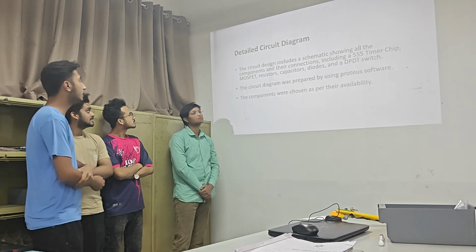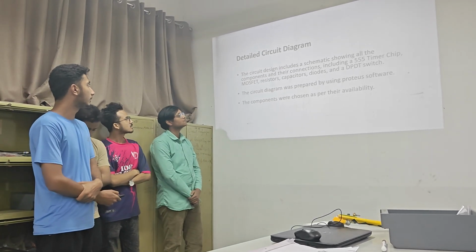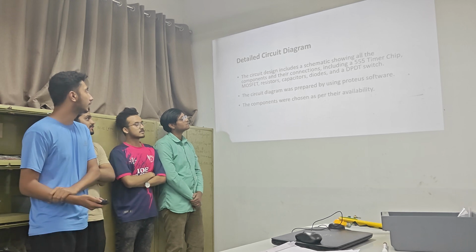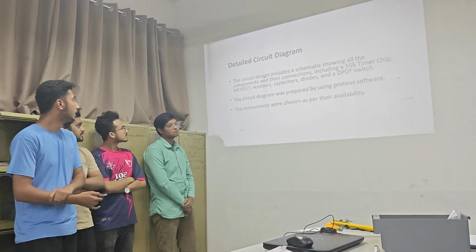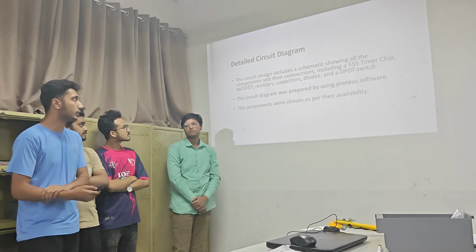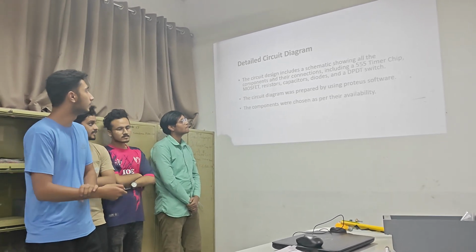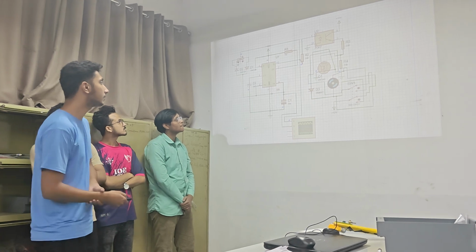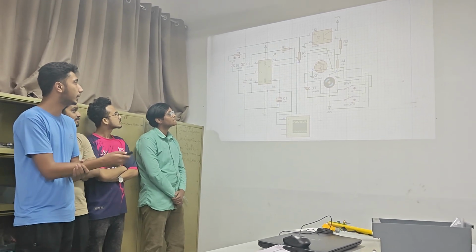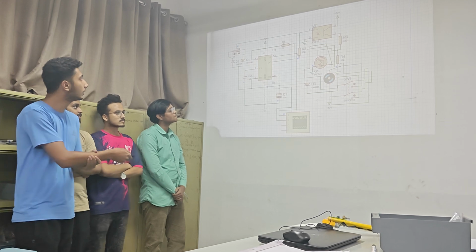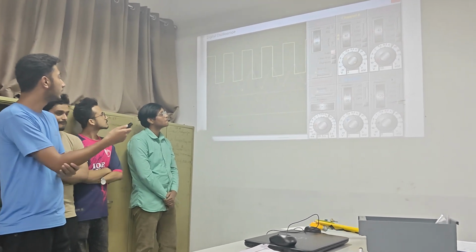Detailed circuit diagram. The circuit diagram includes a schematic showing all components and their connections, including a 555 timer chip, MOSFET, resistors, capacitors, diodes, and the DPDT switch. The circuit diagram was prepared using Proteus software. The components were chosen as per their availability. This is the circuit diagram of our project, and this will be explained by one of our group members later on. And this was the output while we simulated the software.